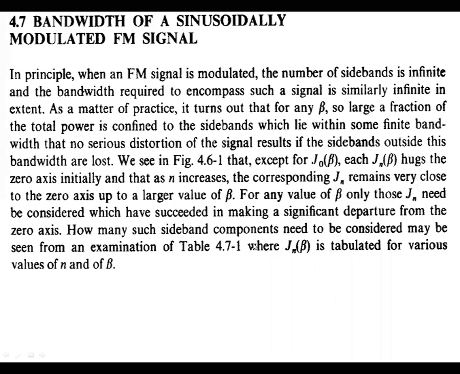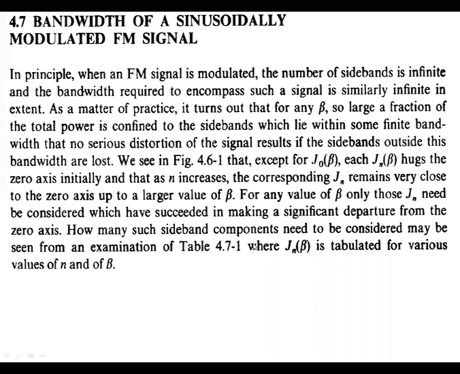The corresponding Jn remains very close to zero axis up to large value of beta. For any value of beta, only those Jn need to be considered which have succeeded in making a significant departure from the zero axis. So there are certain sidebands, two succeeded sidebands are there. So how many such sideband components need to be considered?